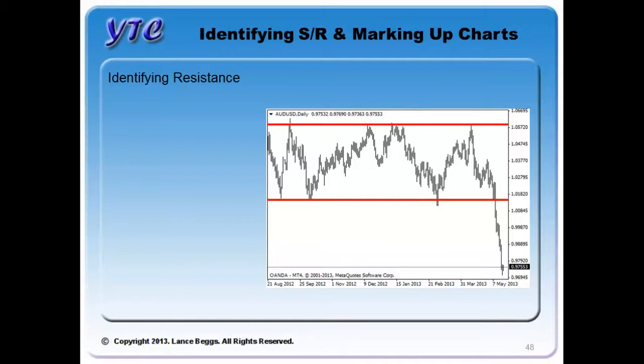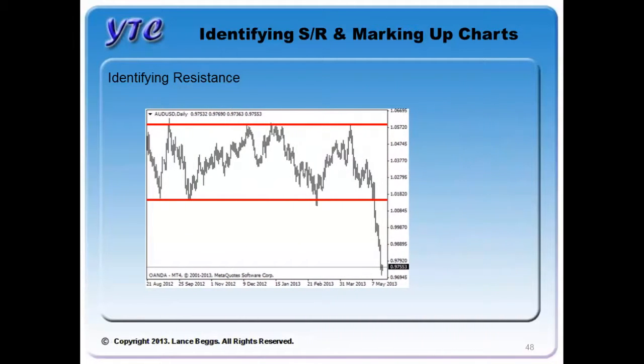And so having identified our two resistance levels on the chart, let me just reposition for a sec. We then project our resistance levels forward in time, in expectation that they may well continue to have some influence in the future.